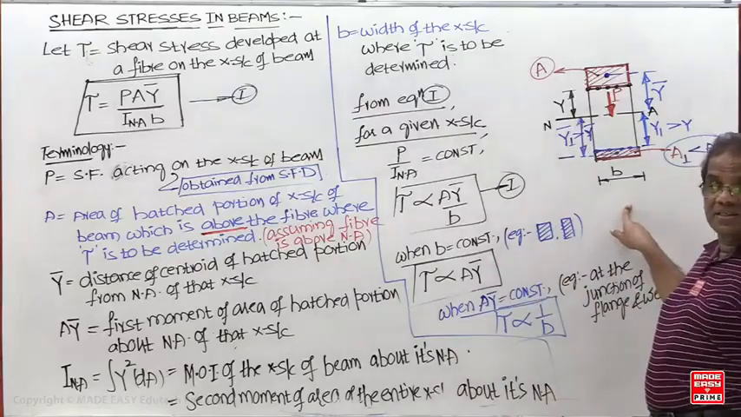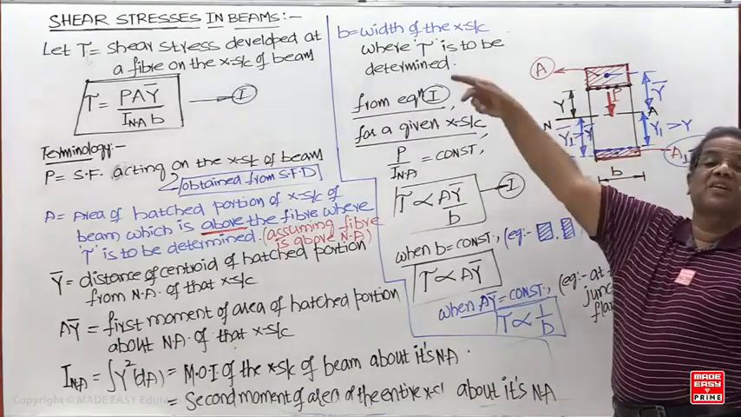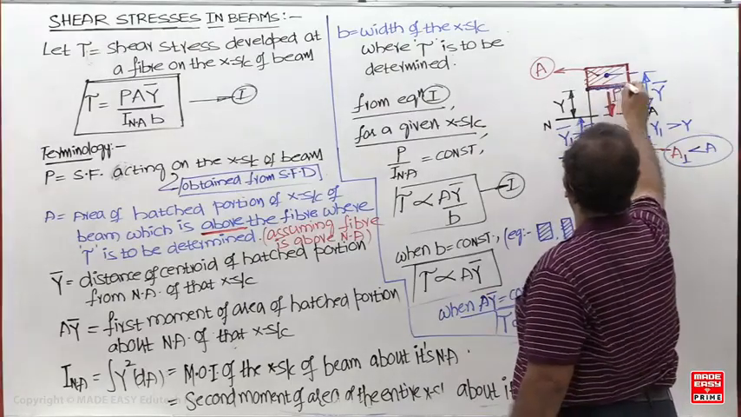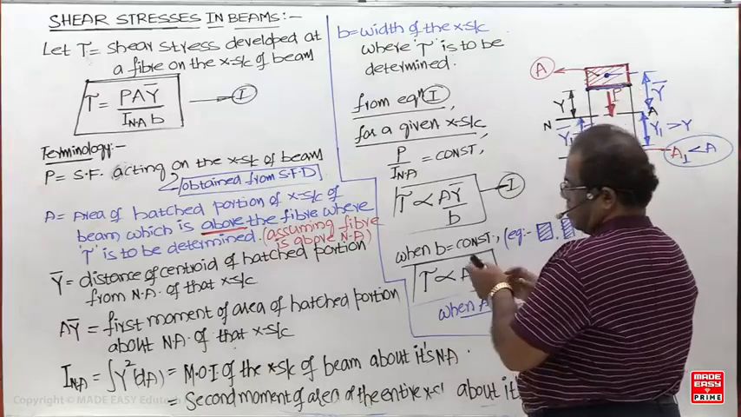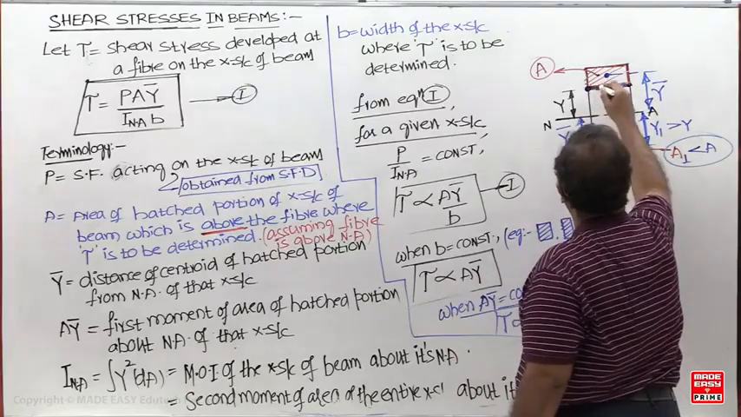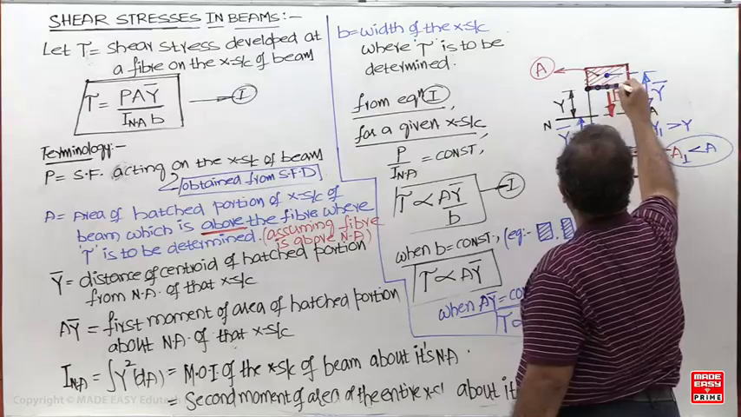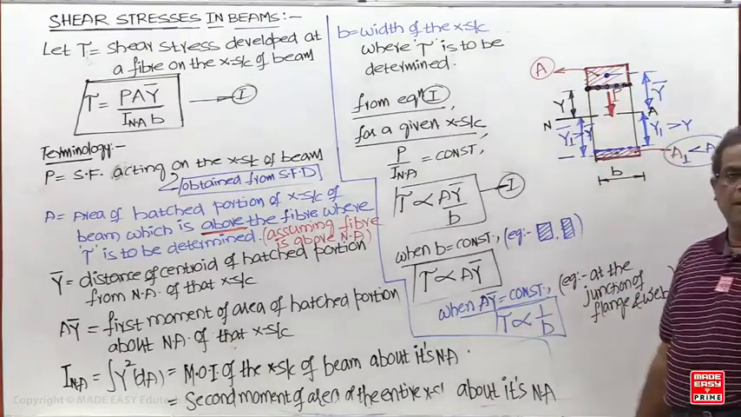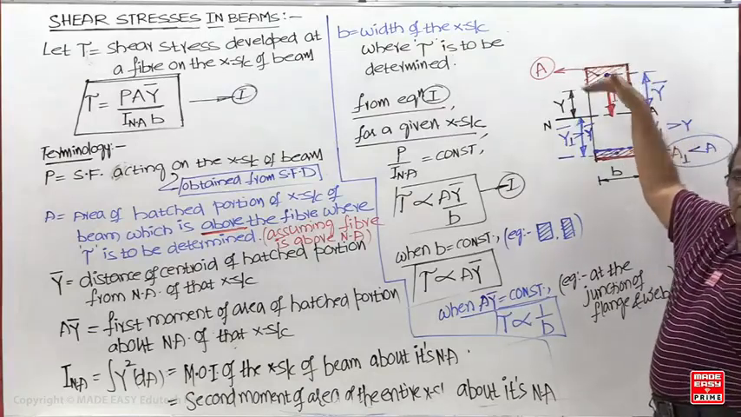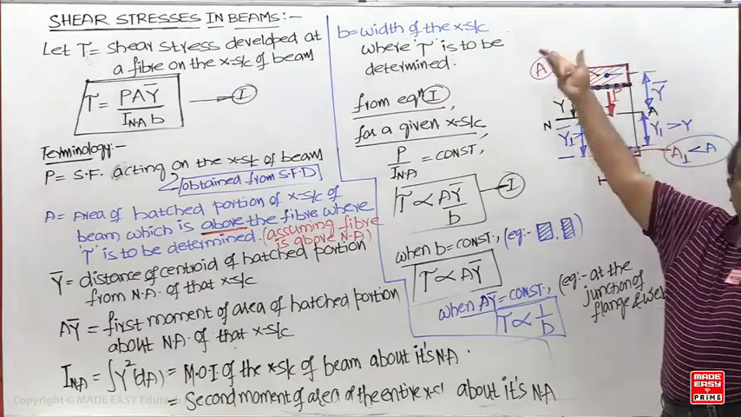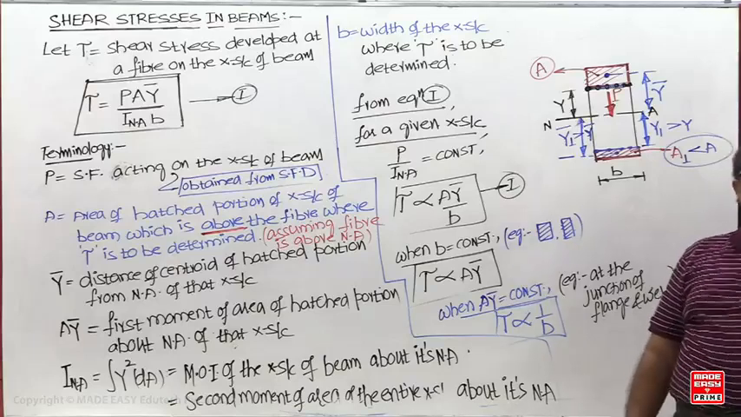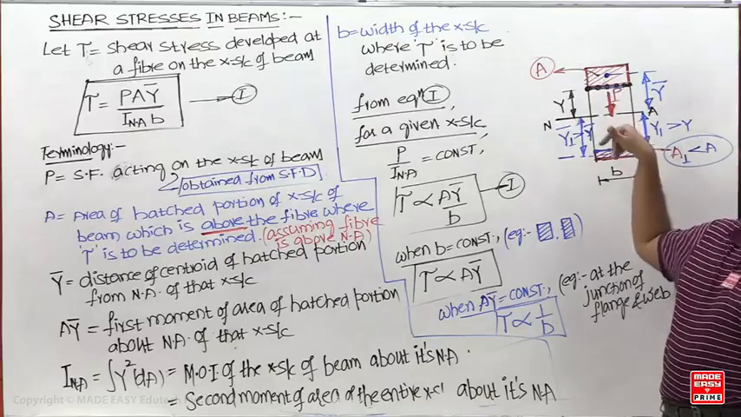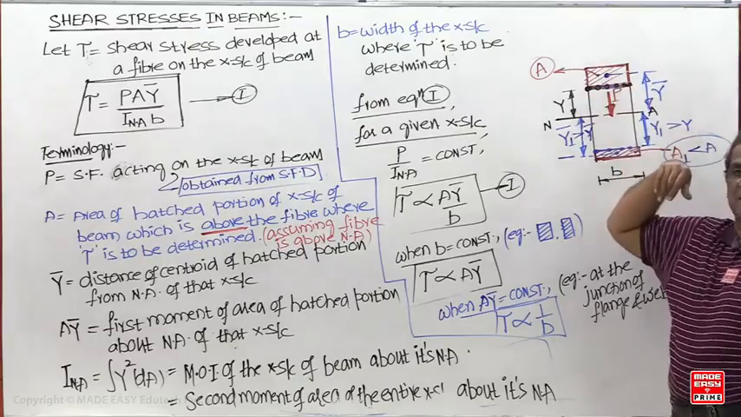And next, what is b? b is not the width of the cross section. b is the width of the cross section where shear stress is to be determined. This width I have to consider. Here everywhere the width is the same. In which cross sections is the width the same? Square and rectangle. But if you go for a triangle, fiber to fiber the width will change.